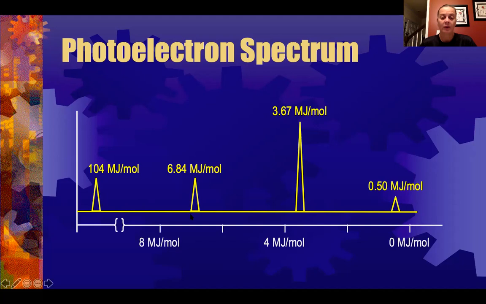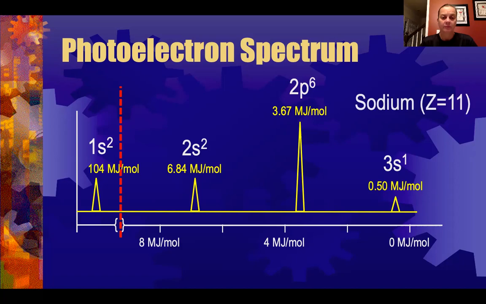So knowing what we know about elements and orbitals, we're going to say that this is an s orbital with 2 electrons. This is an s orbital with 2 electrons. This is a p orbital with 6 electrons. And this next one is going to be another s orbital, but it only has 1 electron in it. So this element would be 1s2, 2s2, 2p6, 3s1. So we know that it's sodium.